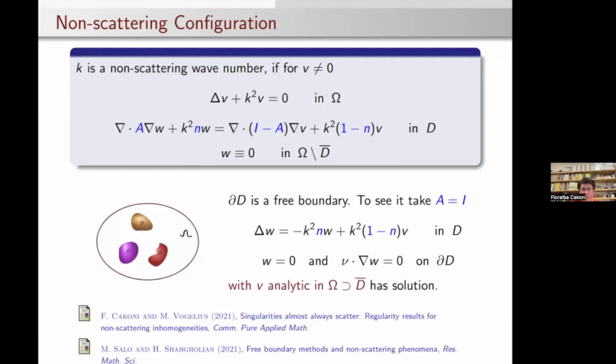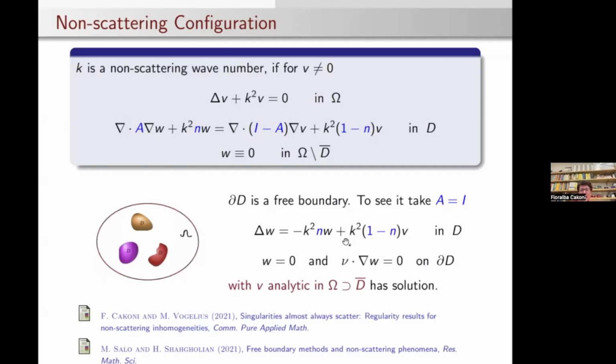So it's a free boundary, actually, the boundary of D if we have this non-scattering. You can actually see it easier if I assume that A is identity. And if A is identity, then you can see here that you have the Laplacian of W equal to some source. And this source involves W actually also, but involves the N and involves the contrast, okay? And W is equal to 0, and the Neumann derivative is equal to 0.